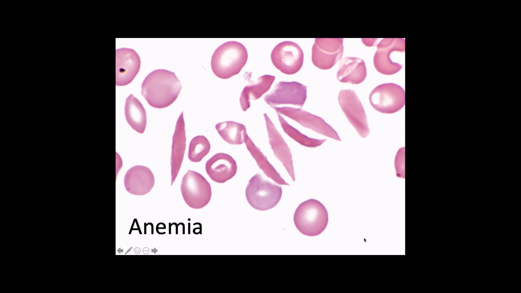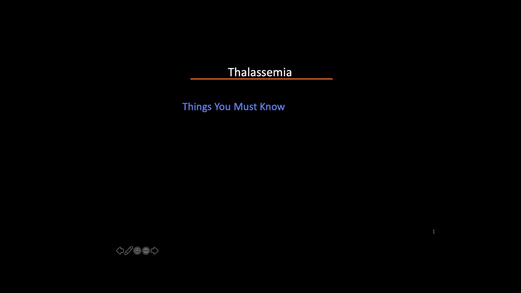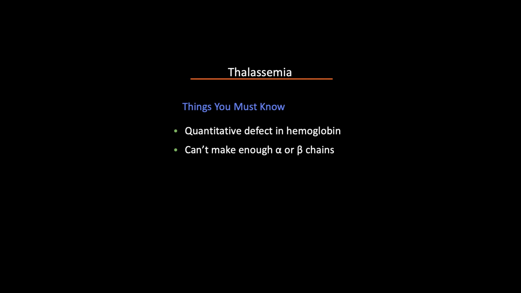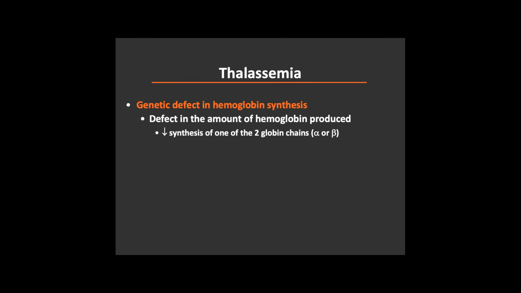Welcome back to the second part of anemia. We're going to be starting this video today with thalassemia. And some of the things you need to know about this disease is that there is a quantitative defect in hemoglobin. In particular, we can't make enough of the alpha or beta globin chains. And the severity of this disease is variable. Our red blood cells become hypochromic and microcytic in this type of anemia.